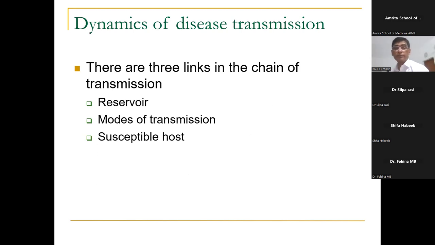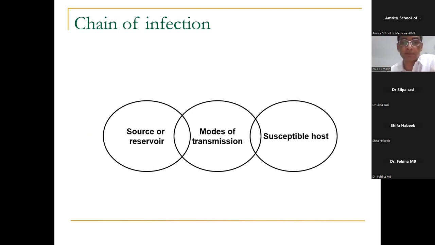Then coming to some of the other terms used in disease transmission. We have three links in the chain of transmission. One is the reservoir, then modes of transmission, then the susceptible host. You can put it graphically. The agent has to reach from the source or reservoir to the susceptible host by some mode of transmission. So you can prevent the disease or the infection by interrupting the modes of transmission, which is the easiest thing to do.